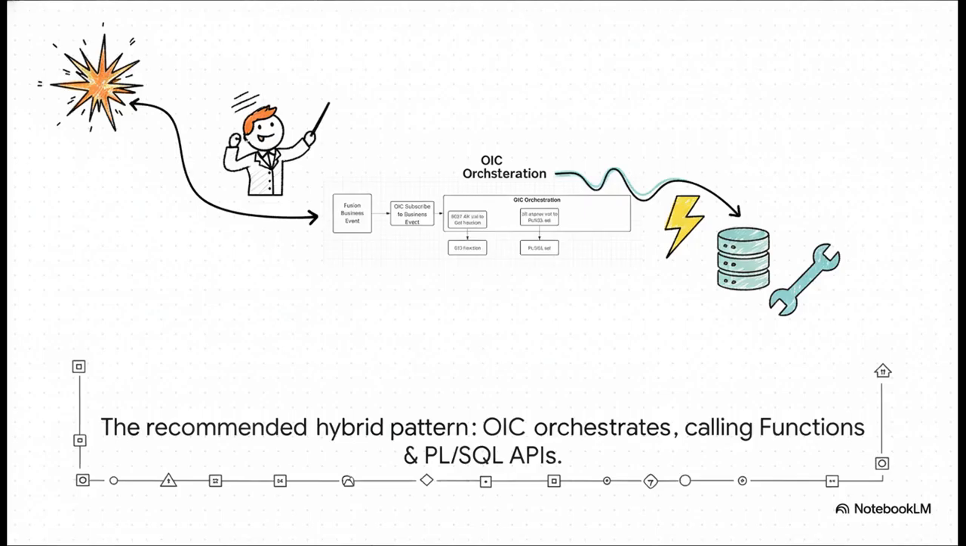So, a business event happens over in Fusion. OIC, our conductor, is listening for it. It then orchestrates the whole workflow. Maybe it calls an OCI function for a quick stateless data transformation. And then it calls a PL/SQL API to do the heavy transactional work in the database. See? Each layer does exactly what it's best at.